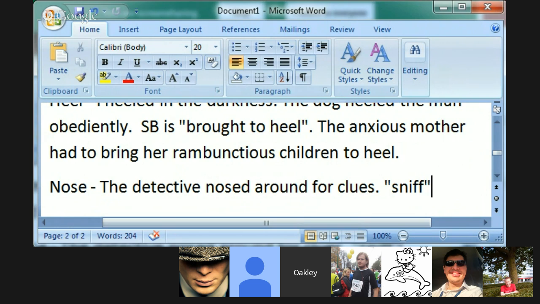Basically, it's like looking around, right? Yeah, that's right. Searching. Searching for what? We don't know. You don't have to say. You can say, hey, there was some detective sniffing around here. Maybe we don't know what he was sniffing around for exactly. Or nosing around.